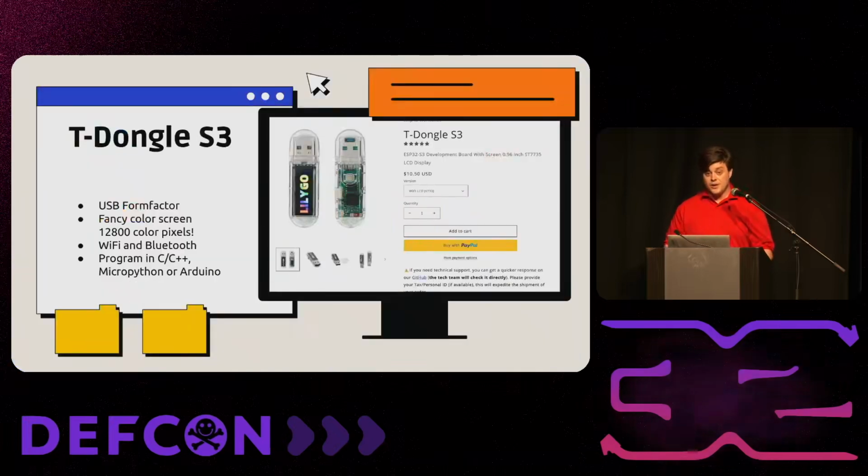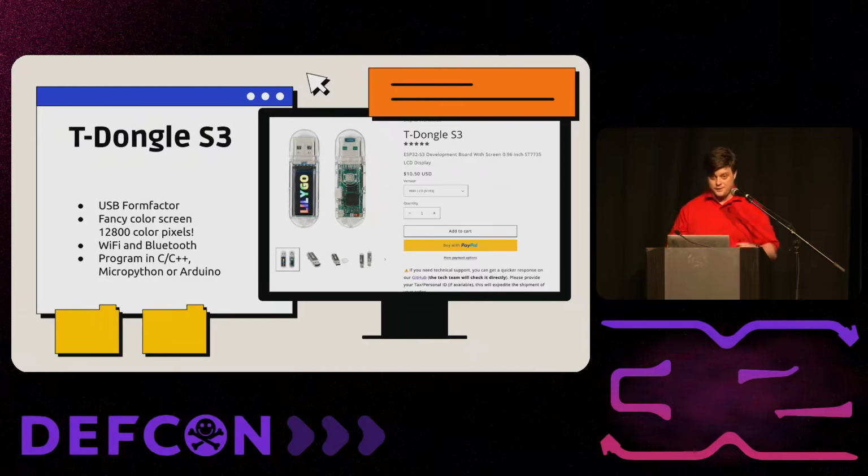Our friends at LilyGo have us covered on all 3 of those fronts. This is the T-Dongle S3. It's $10.50, thanks inflation, out of China. $15 out of their US warehouse, so if you want to get it just that little bit faster, it's only $5 more. It looks like a USB device. It's got a fancy color screen. It has Wi-Fi and Bluetooth if you want to use Bluetooth. And you can program it in insert language here: C++, MicroPython, Arduino, anything the ESP32 can do, that you can program it with.